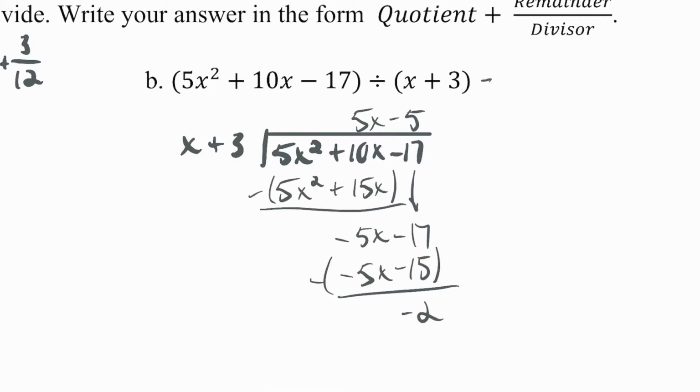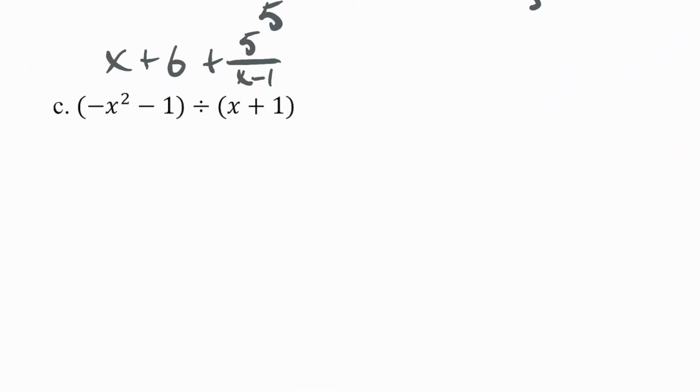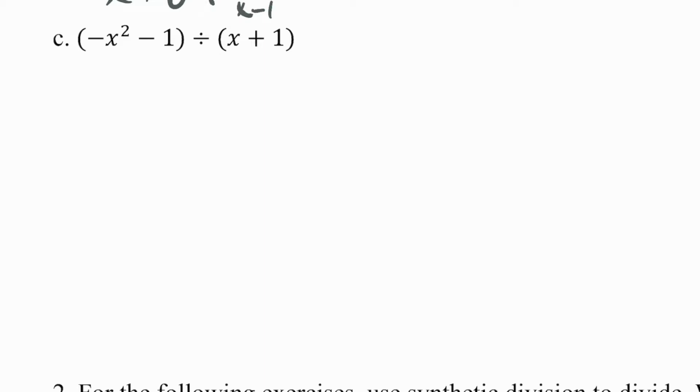So this equals 5x minus 5. And I can either put plus or minus here. I can put the minus in the fraction or put it in front. I'll put it in front. So minus 2 over x plus 3. Okay. All right, next example. This one, notice that in the dividend, there is no linear term.